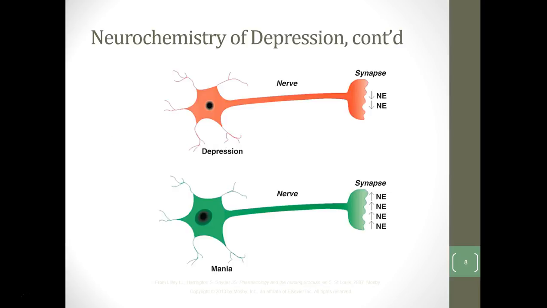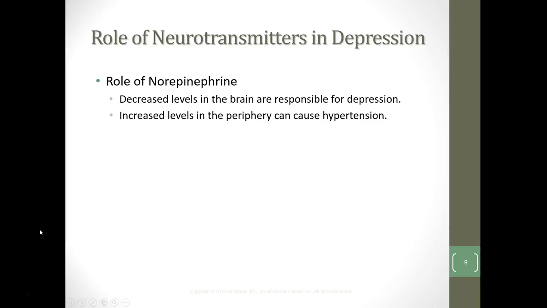So here's a picture of nerves and synapses. In depression, we see that there is a decrease in norepinephrine, and then in mania, there's an excessive increase of norepinephrine. The role of norepinephrine in depression: decreased levels in the brain are responsible for depression, and increased levels in the periphery can cause hypertension.